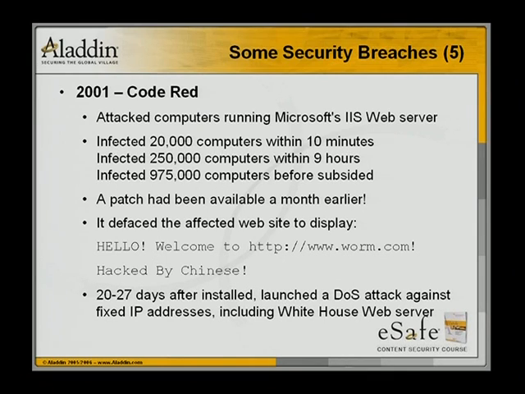In the first 10 minutes of its spreading in the world, it infected 20,000 computers. Nine hours later, already 250,000 were infected. Basically, it created a huge amount of traffic over the internet using port 80, and any web server that was not patched with the latest Windows update was infected. 20 to 27 days after installation, it launched a DOS attack, a denial of service attack, as we said before, against fixed IP addresses, including the White House web server. The White House web server had to change its IP address.